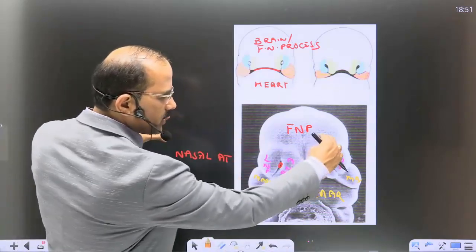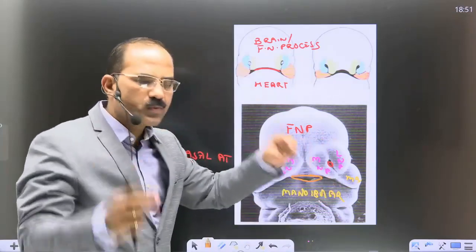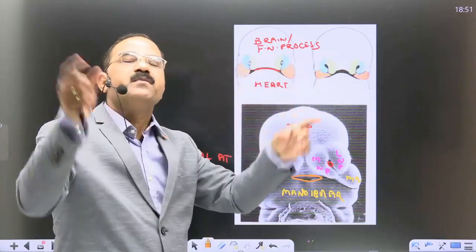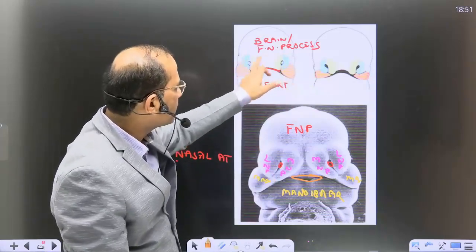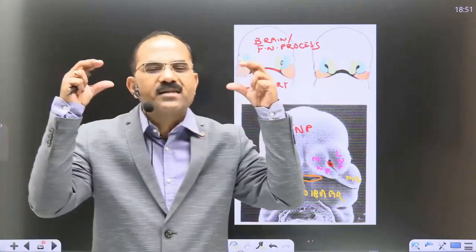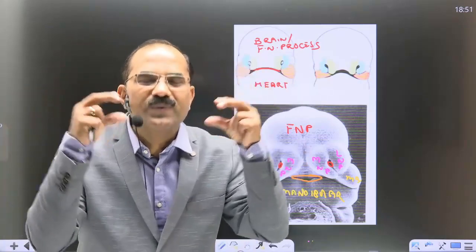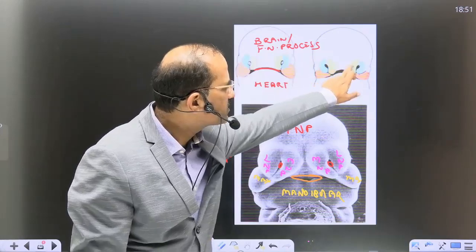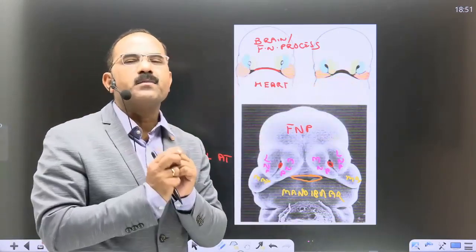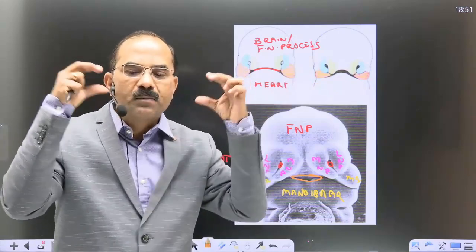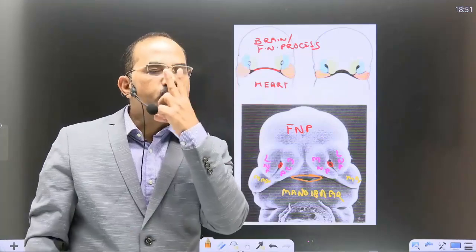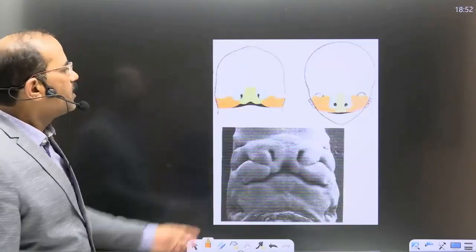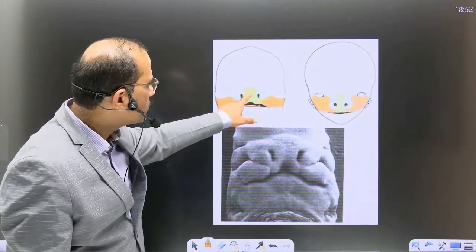The maxillary processes are coming closer, closer, closer. Look at this and look at this. They first fuse with the lateral nasal process and then with the medial nasal process. But as the maxillary processes are coming closer, these 2 medial nasal processes are also coming closer. Look at this slide. Now the maxillary process comes further close. The 2 medial nasal processes come very close. Look, they fuse here.